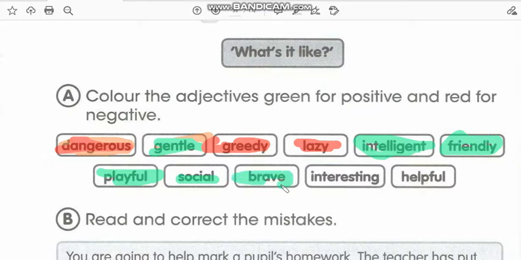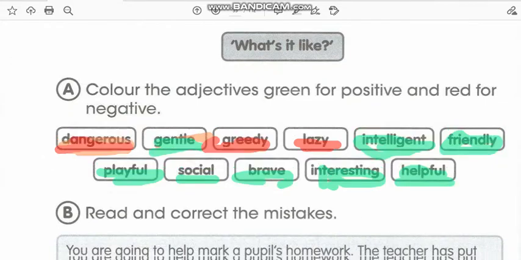Interesting, an interesting or enjoyable or useful topic, so of course it's positive, with green. Helpful, the cooperative person, of course with green, because they are all positive adjectives. So color it with what? With green. And of course if they were negative, it would be in red.